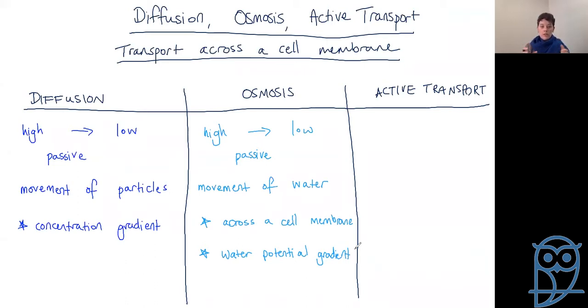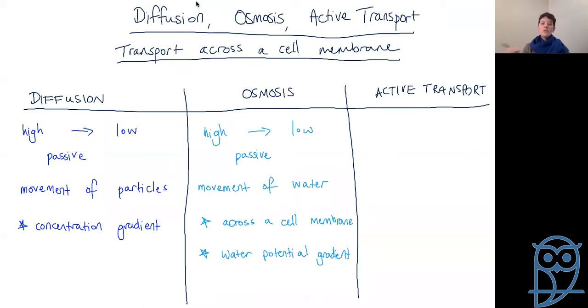But it's really important that you're starting to pick up diffusion and osmosis. They've got a lot of similarities. They are from high to low. They are both passive processes. Diffusion, however, is just general movement of particles, whereas osmosis is movement of water only. Okay? Osmosis has to involve a membrane. It has to involve a partially permeable membrane, in this case, the cell membrane. When we talk about diffusion, we talk about a concentration gradient. So we would say high concentration to low concentration. When we talk about osmosis, we talk about a water potential gradient. So we would say high water potential to low water potential.